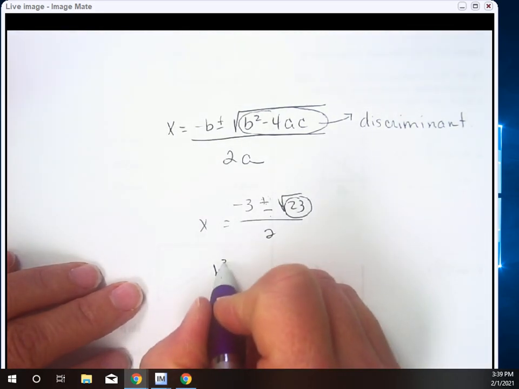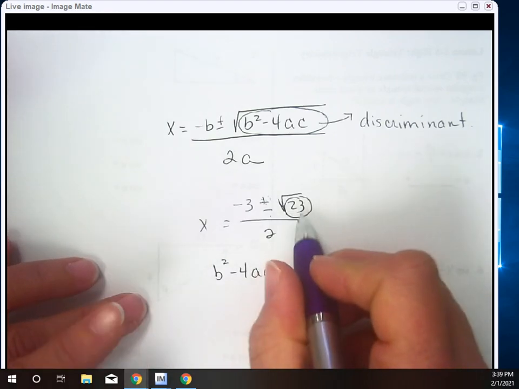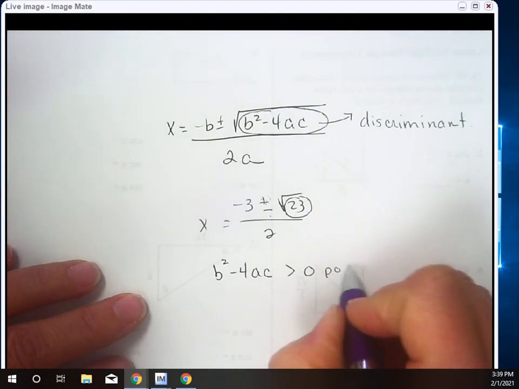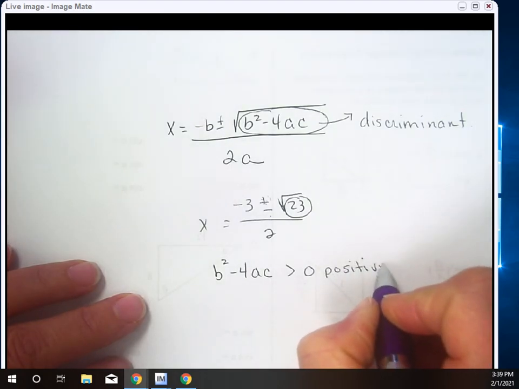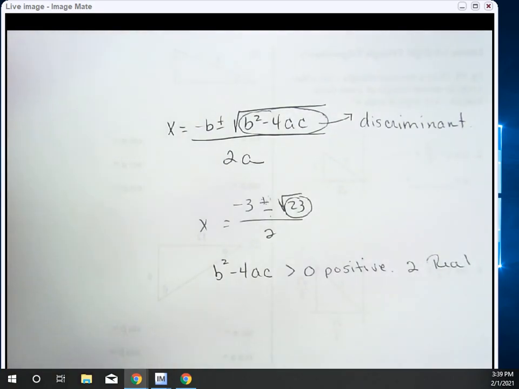So if the discriminant, b squared minus 4ac, the number underneath the radical, is positive, positive means greater than 0, you will have two real answers.